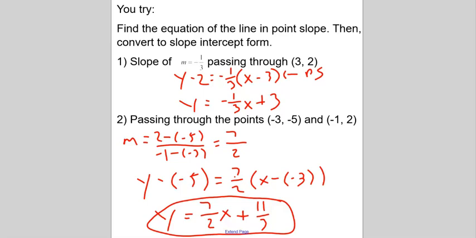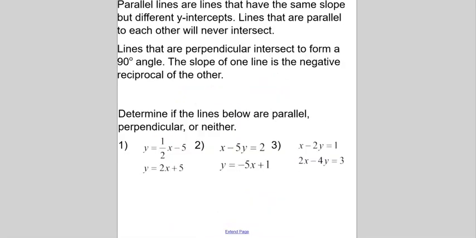And again, you can work through those and use either point. It does not matter which one. All right. Other things that we need to know about are parallel and perpendicular lines. Parallel lines are lines that have the same slope. Perpendicular lines have opposite reciprocals. So we need to have that it's the opposite sign and the fraction is flipped.